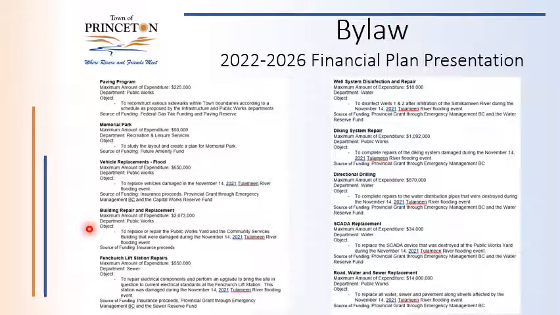Building repair and replacement. So the public works yard, as I said before, was destroyed. This will replace or repair the public works yard and the community services building, which was substantially impacted as well. The source of that funding is 100% insurance. Our deductible will be covered through EMBC, and the extra $10,000 is an operational expense. So we should be able to provide more details on this one in the very near future. We're working on that right now.